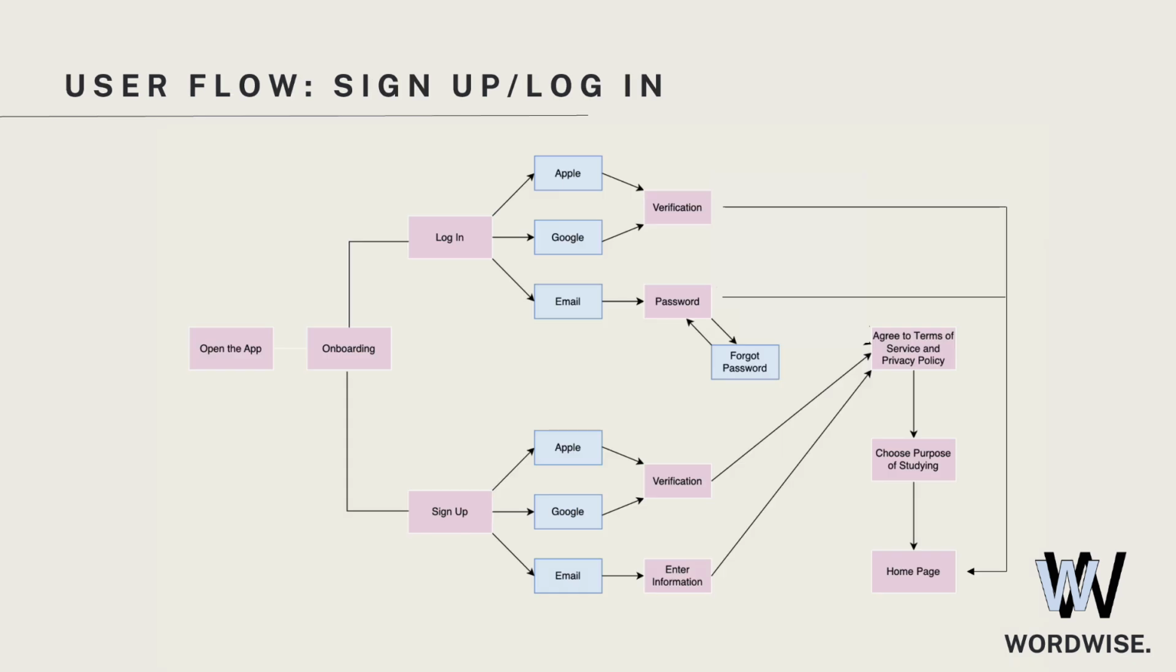Let's get to the second user flow, which is the sign up and login process. First, the user is opening the app, and then they can decide to either watch the onboarding or skip that and go straight to the login or sign up. I chose Apple and Google as the two SSO methods, and of course there's also the option of signing up or logging in with your email. After that, the user has to enter the password or verificate.